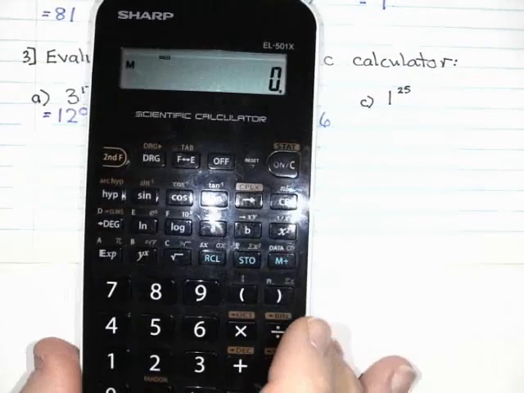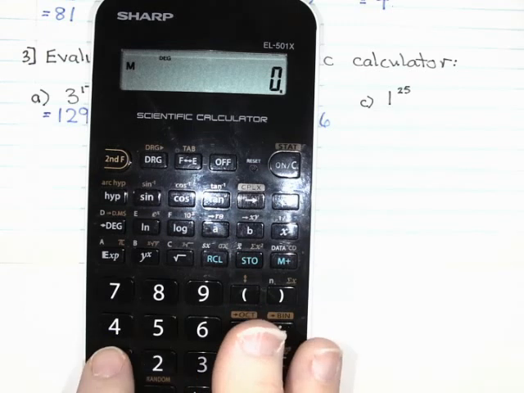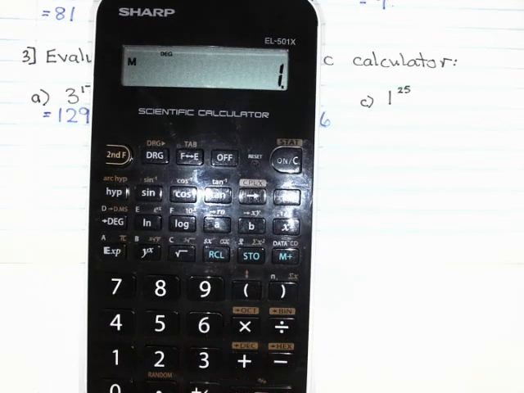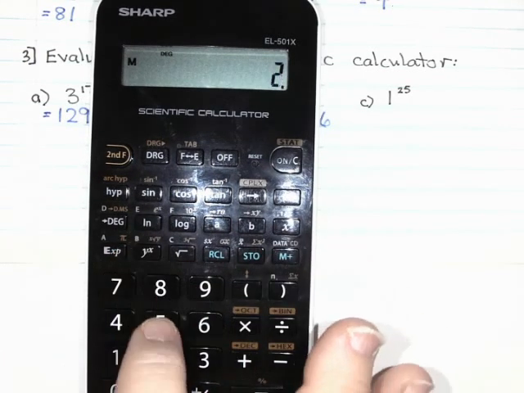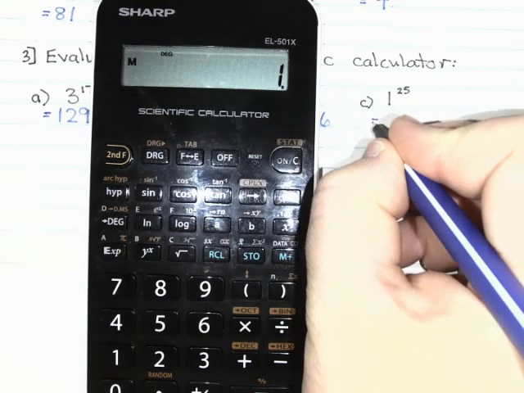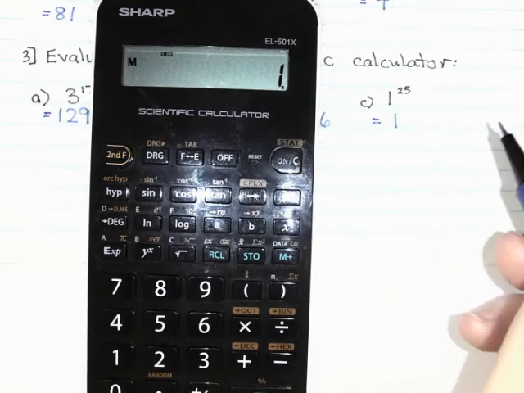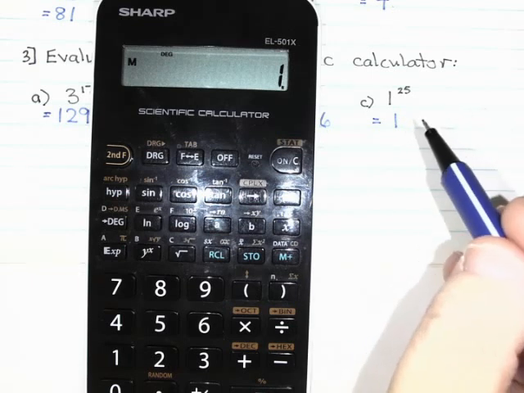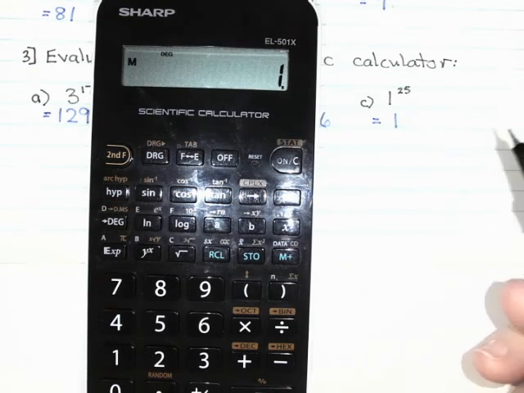All right, our last question says 1 to the power of 25. So that's 1 times 1 times 1 times 1, a whole lot of times. I'm going to try on my calculator, 1 to the power of 25 equals, and I just got the number 1. And that makes sense to me because 1 times 1 is 1, times 1 is 1, times 1 is 1, right? I can multiply 1 by itself as many times as I want, and it will still always equal 1. And that's it for evaluating powers.